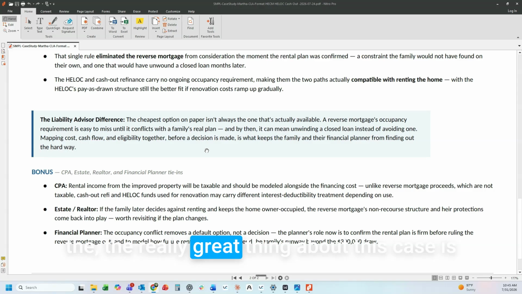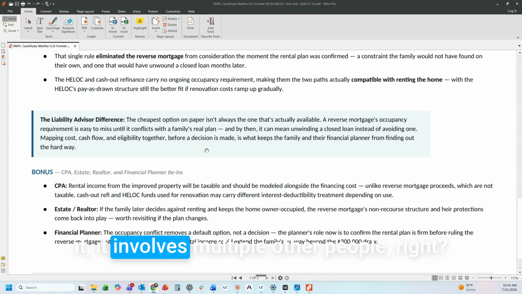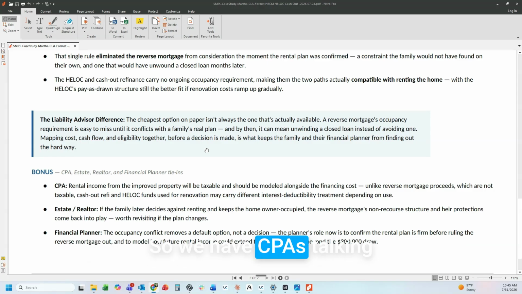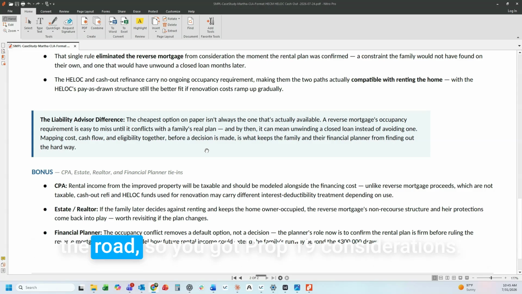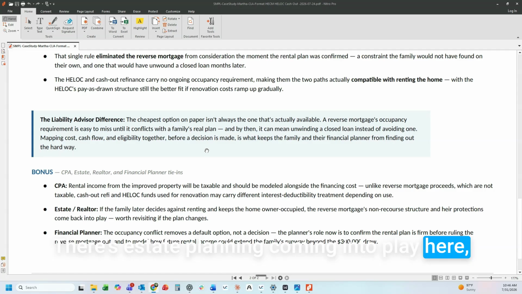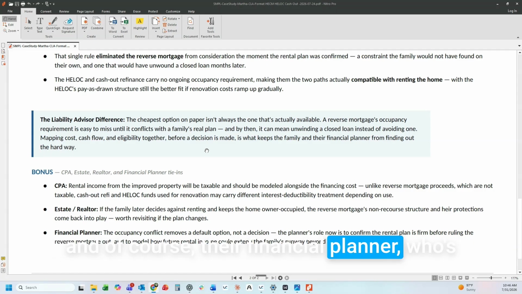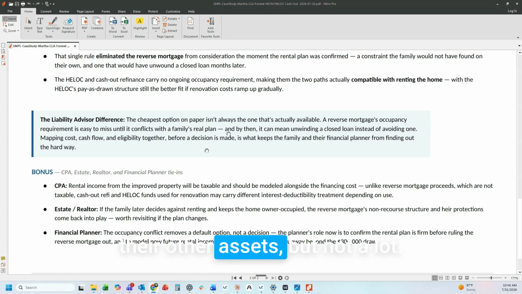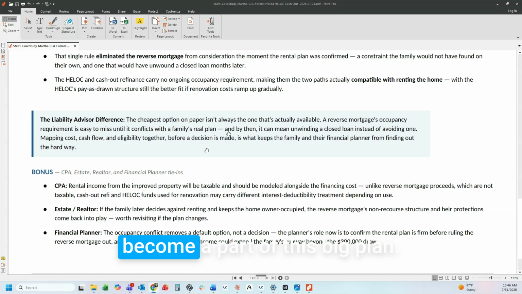The really great thing about this case is it involves multiple other people, right? We have CPAs talking about taxes and cash flow. They're trying to keep the home in the family down the road, so you've got Prop 19 considerations. There's estate planning coming into play here. And of course, their financial planner is trying to figure out how to preserve the assets. There's a little bit of money left in their other assets, but not a lot. The home is going to have to become a part of this big plan.